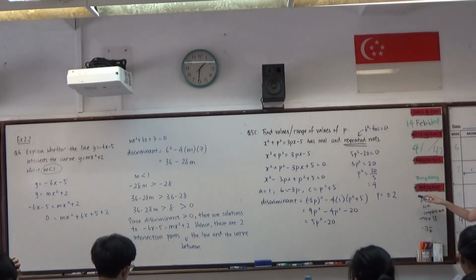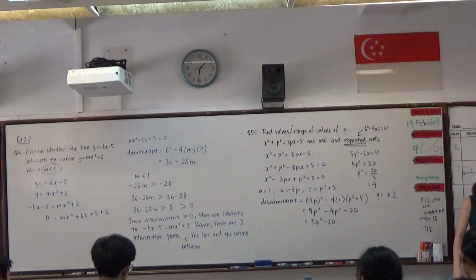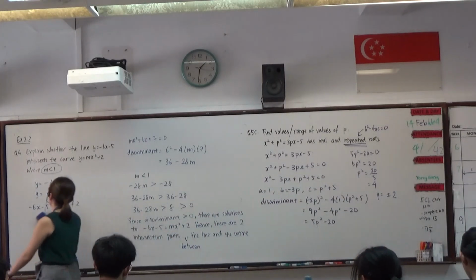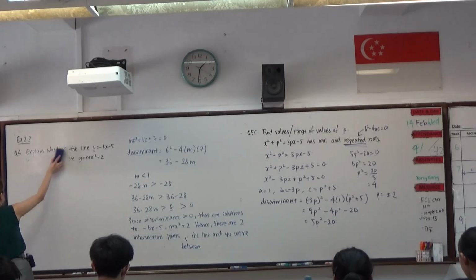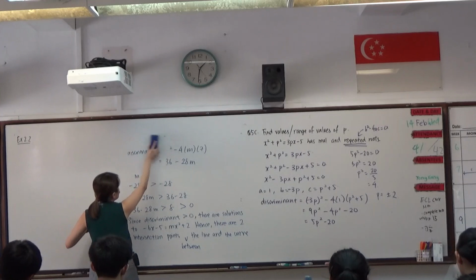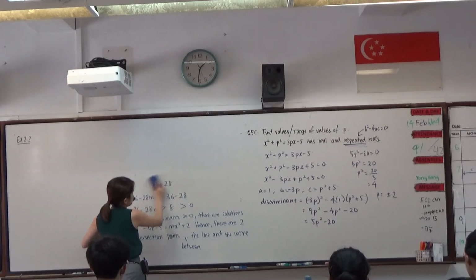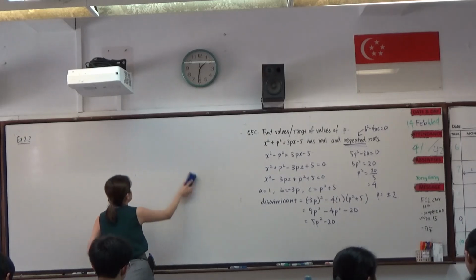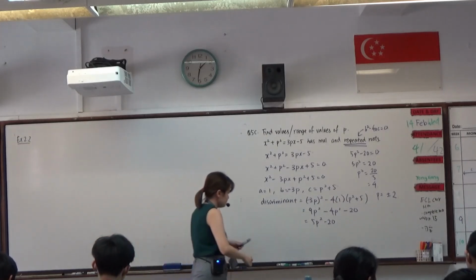Okay. In comparison, we look at question 5D. It says that there are real and unequal roots. So unequal roots, what does that mean? They are not equal. That means that it is distinct roots. Okay, they are 2 different roots. So therefore, your discriminant will have to be more than 0.